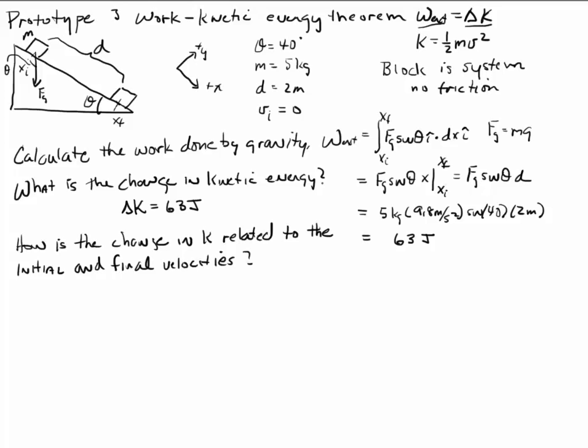How is the change in kinetic energy related to the initial and final velocities? The change in kinetic energy is defined as the final kinetic energy minus the initial kinetic energy. We can write this in terms of velocity, which will be 1/2 mv final squared minus 1/2 mv initial squared.